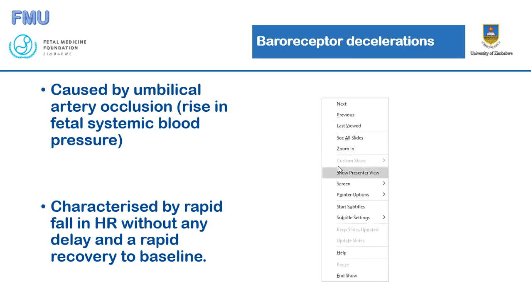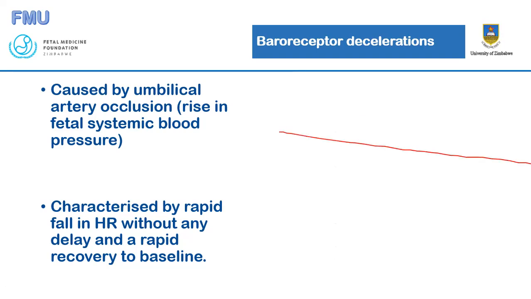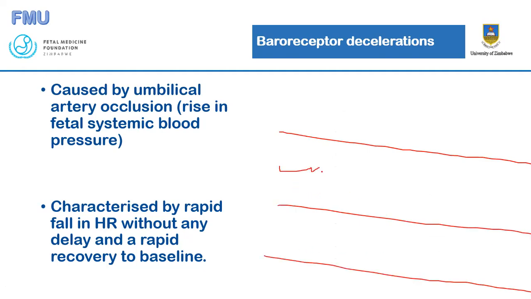So if we, sorry, I'm not good at drawing. Right. So we are saying we have a fetal heart rate which is going this way. It needs to rapidly fall and rapidly rise and continue again, rapidly fall and rapidly rise. This is the kind of deceleration that is caused by umbilical artery occlusion due to cord compression.